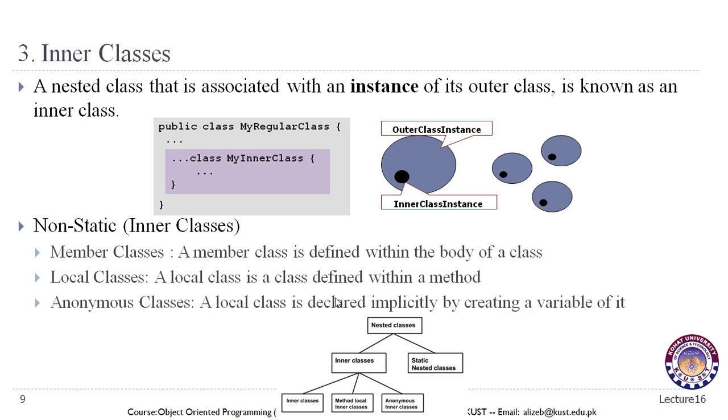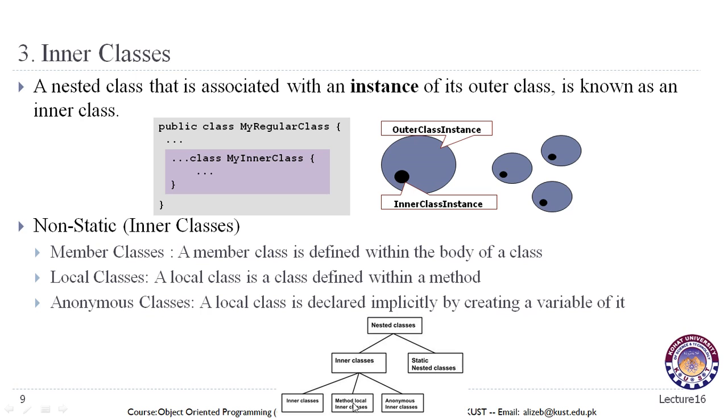As we can see in this hierarchy, we have nested classes, and a nested class can be a static nested class, or it can be an inner class. Then an inner class can be a member inner class, it can be a local inner class, or it can be an anonymous inner class. An inner class can be called a member class that is defined within the body of a class, like this one.